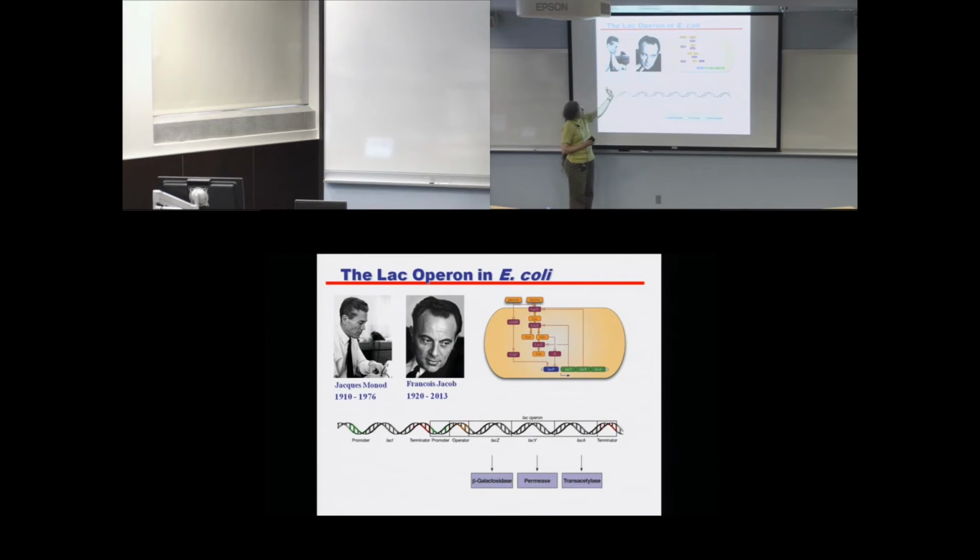What Jacob and Monod did was to work out how the expression of the proteins necessary for using lactose was regulated. So there are two proteins here that are important, and we'll talk about why they're important in a second.